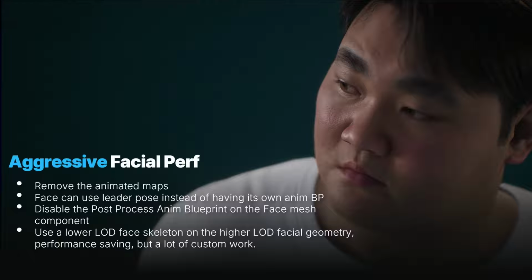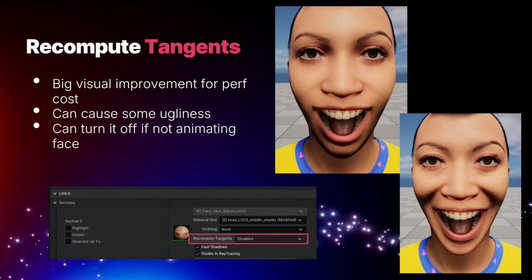Recompute tangents. This is a big visual improvement that we need to have for when we animate the face. But if you're not animating the face, just turn it off. It'll save on GPU cost. That said, it can make your characters kind of ugly.